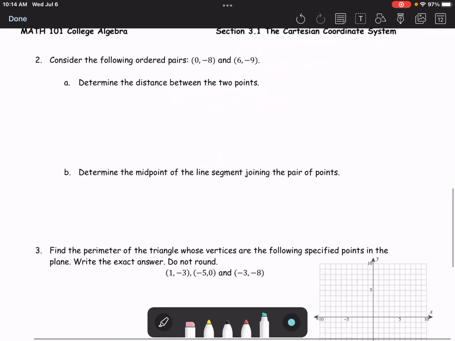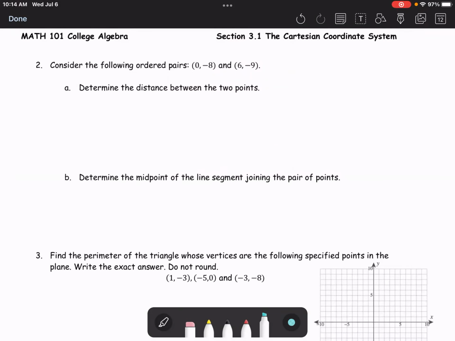For this example, we are going to determine the distance between 2 points and the midpoint of the line segment joining the pair of points. The 2 points are given as (0, -8) and (6, -9). Let's name the first ordered pair x1, y1 and the second ordered pair x2, y2.